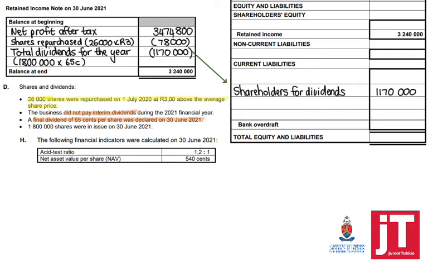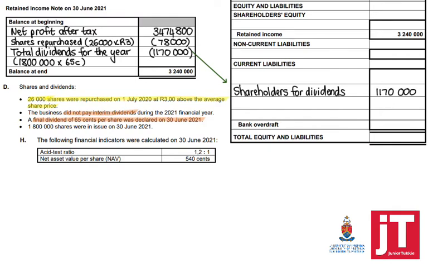You should know that shareholders' equity would always consist of ordinary share capital plus retained income. So now we need to use the financial indicators to find missing figures. It is crucial that you understand financial indicators. You should be able to calculate them from the beginning to the end and from the end back to the beginning.